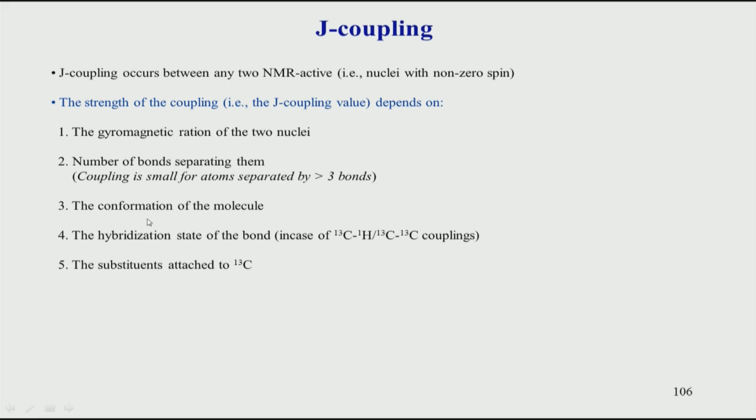It depends on the conformation of the molecule, that is the structure of the molecule, because we will see shortly that the 3 bond hydrogen coupling depends on the dihedral angle between the two vectors. We will look at that. It depends on the hybridization state, sp2, sp, sp3, in terms of carbon. When we look at carbon-proton coupling, it will matter depending on the hybridization state of the carbon. Similarly, it also depends on the substituents attached to carbon. These are a few basic points. As we go further into heteronuclear NMR, we will encounter this more. Right now, we are focusing only on proton-proton coupling.